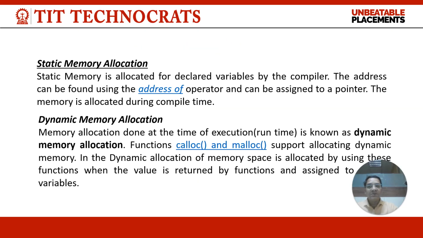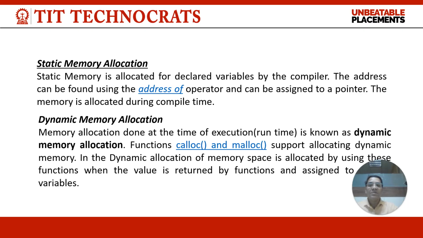Static memory allocation. Static memory is allocated for declared variables by the compiler. The address can be found using the address-of operator and can be assigned to a pointer. The memory is allocated during the compile time.